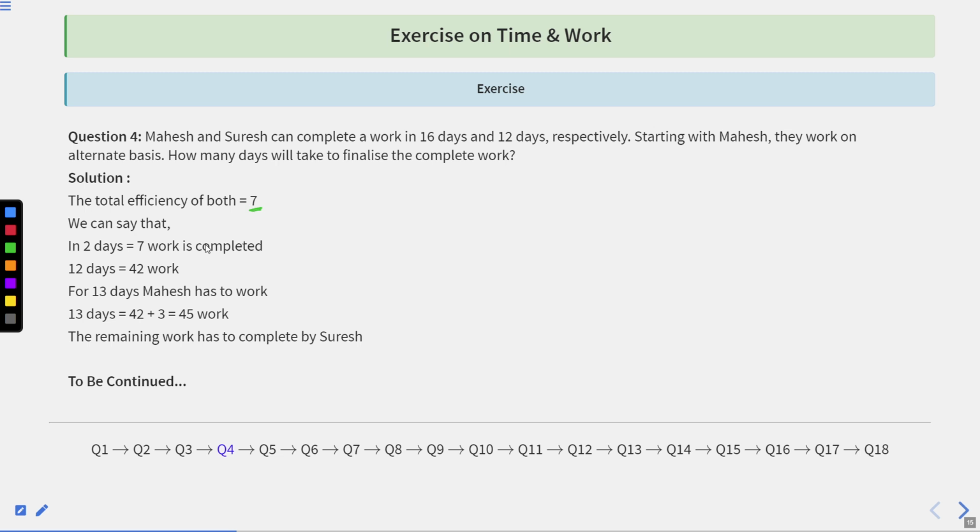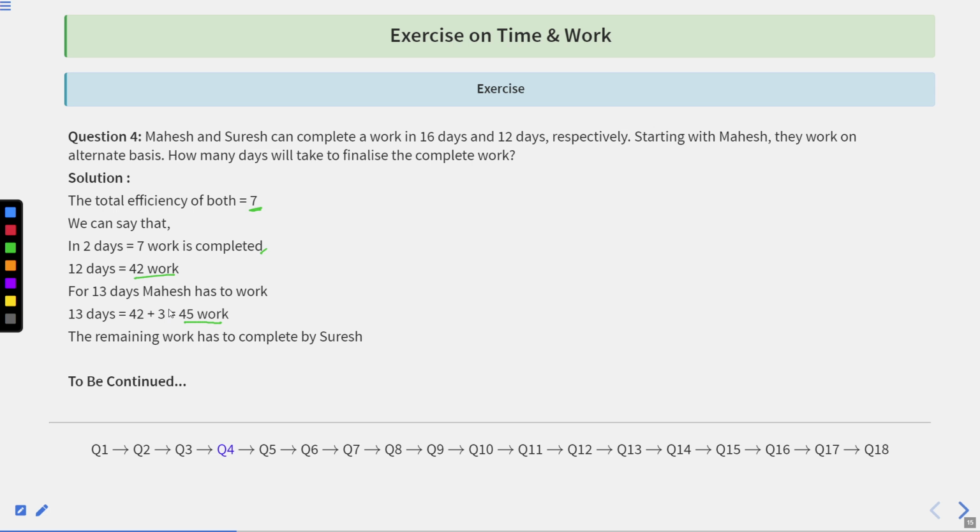So in 2 days, 7 units of work is completed, because they work individually: one day Mahesh works and the second day Suresh works. So in 12 days, 42 units of work will be completed. And on the 13th day, Mahesh has to work, so it will be 42 plus 3, that is 45 units of work completed.